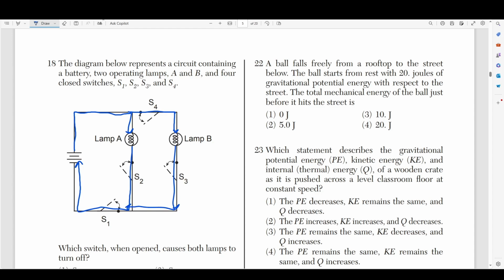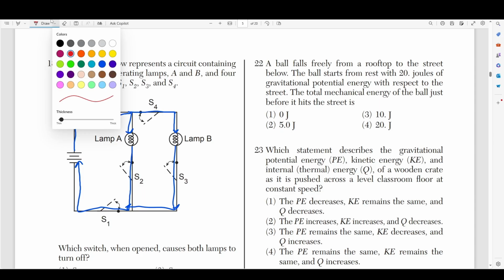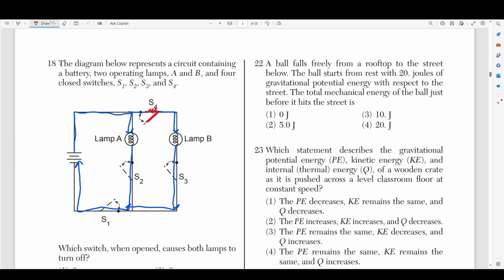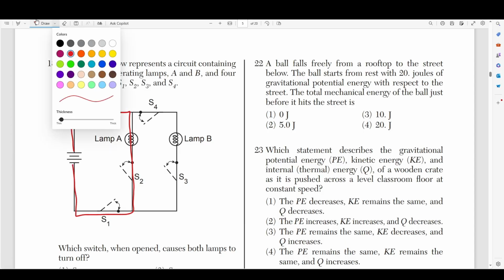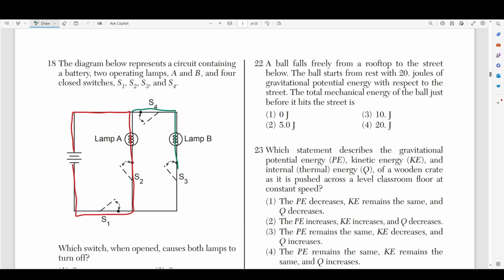So if you cut switch number 4, or if you open switch number 4, get rid of this connection, guess what? The electricity is still flowing through lamp A. If you open switch 3, guess what? The electricity is still running through lamp A, right? The electricity is equally divided between these two rectangles, right? The electricity runs through this rectangle, and then it also runs through this rectangle, right?